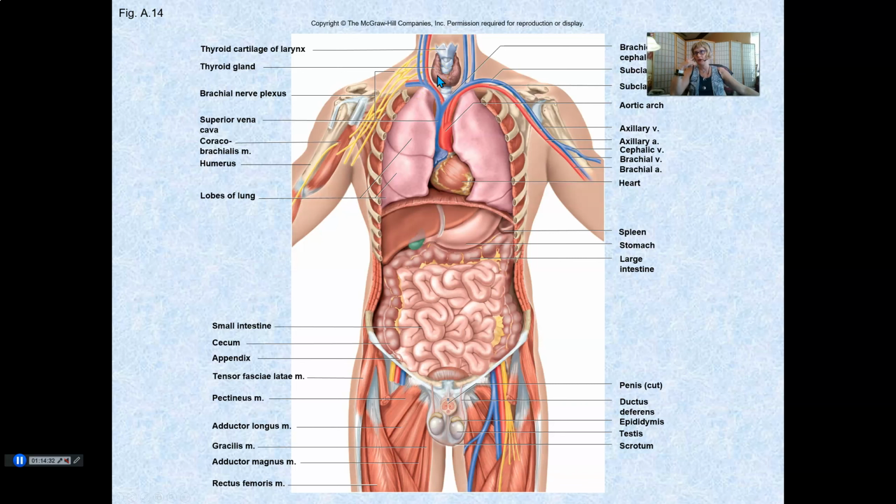So there's your thyroid gland, the thyroid cartilage. You will have an assignment where you need to identify all these parts. Here's the superior vena cava, here's the aortic arch. This is the right lung with the three lobes.